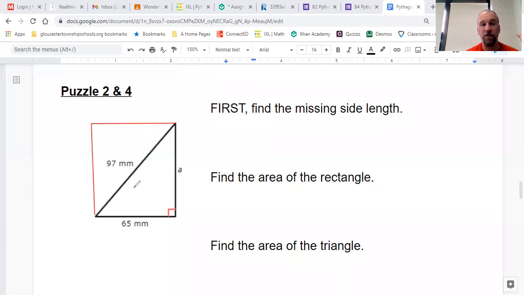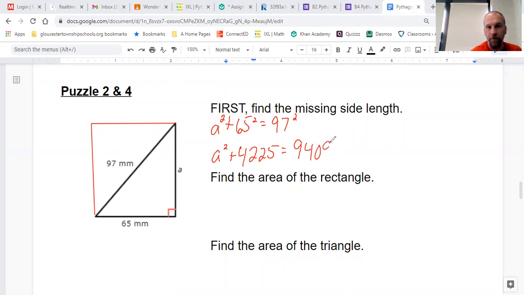So to find out the information, first I need to find this missing side, a. So I have to do a squared plus 65 squared equal to 97 squared. I need this missing side length a. So do some calculations. You get a squared plus, your handy calculator, 4225 is equal to 9409. And now subtract that 4225 from both sides. I didn't give myself a lot of space there. So a squared is equal to 5184.